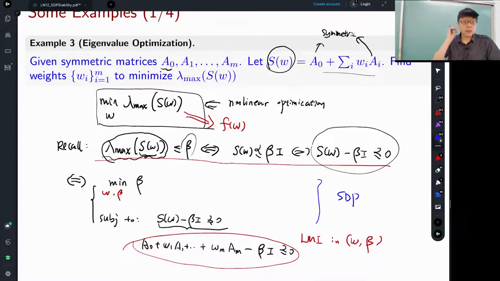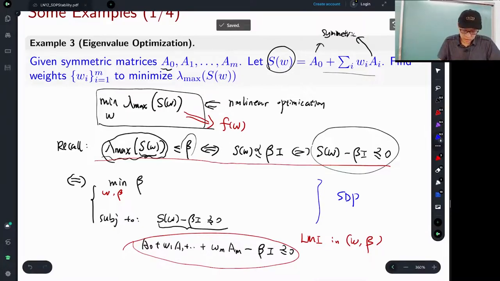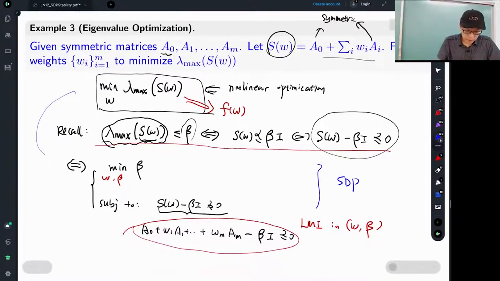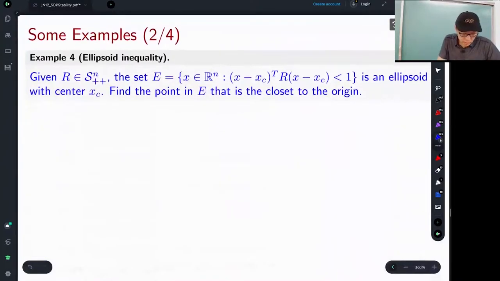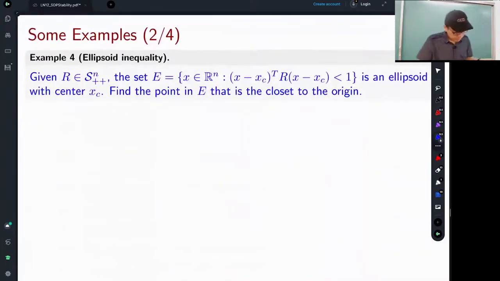Any questions? Okay, so depending on how you formulate the problem, the nature can be different. So this is the SDP, we can do it. Now we have a geometric problem.